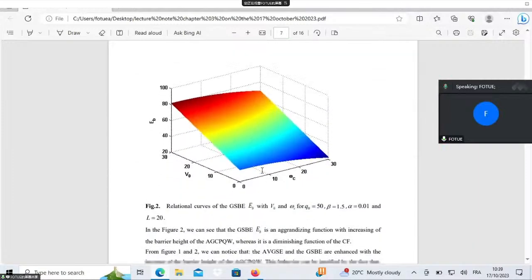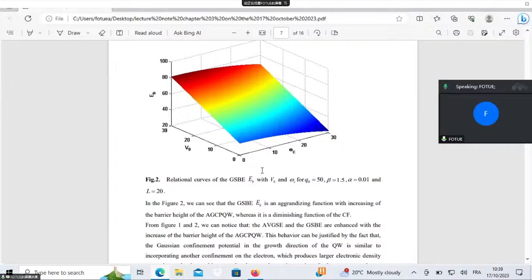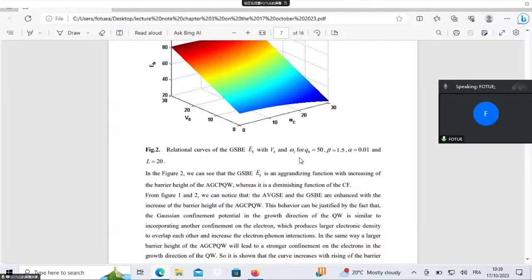As they exhibit this behavior, as I said before, it means the height of the asymmetric Gaussian potential can be used to modulate the value of the binding energy and also to modulate the value of the ground state energy. The same observation is also related to the cyclotron frequency. So the cyclotron frequency can be useful to modulate the binding energy and also the ground state energy.